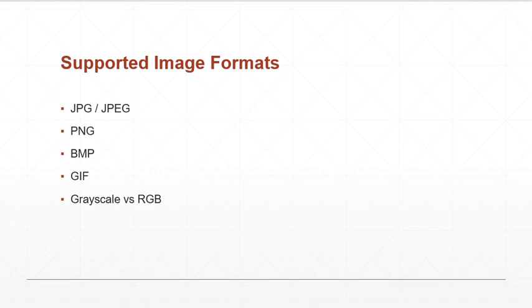MATLAB can read many image formats such as JPG, PNG, BMP, and GIF. Images can be color RGB or grayscale. Color images have three channels: red, green, and blue, while grayscale images have only one channel.